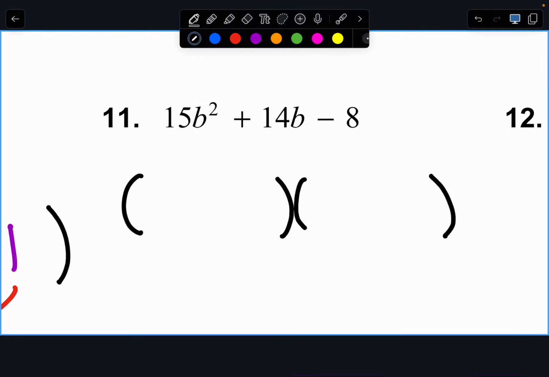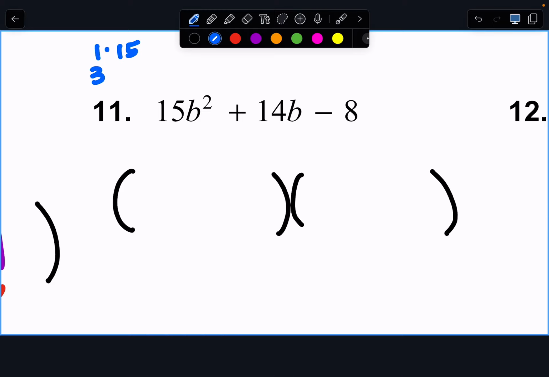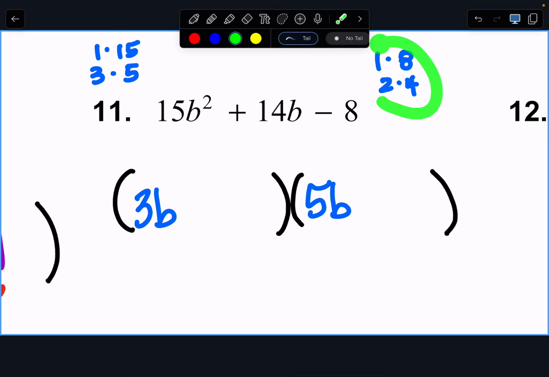It may help you to make a list to keep track of. 15 could be 1 times 15 or 3 times 5. 8 could be 1 times 8 and 2 times 4. And if one doesn't work, we can try another. Okay? My suggestion would be to start with 3b times 5b and exhaust all of these options. Try 2 times 4, try 4 times 2, then move on to 1 times 8, 8 times 1. Before, if none of those work, then you can change to the 1 and 15 to try. Okay?